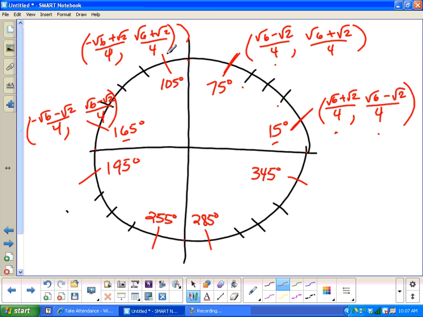Yeah, that's a minus sign right there. Okay. All right. Now let's reflect them down here. So what can I reflect to get 195? The 165. Okay. So what's going to change though when I reflect that? The y's. Okay. So the x wouldn't change, would it? It's still going to be negative square root of 6 minus square root of 2 over 4. But then this would be negative square root of 6 plus square root of 2 over 4.